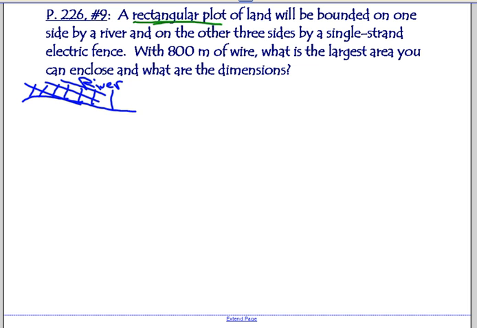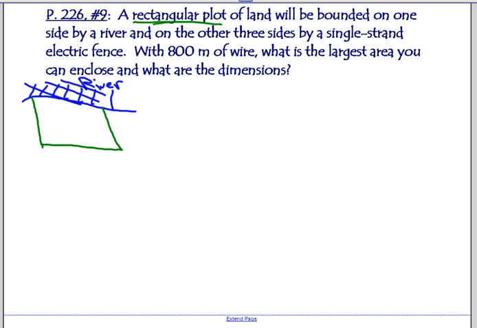So we've got our river, and we're going to make a rectangular plot. We'll go this way, and this way. And this will be our plot of land. And we don't need any fencing over here because we've got the river. And whatever we're fencing in here, we're assuming it's not going to swim away.